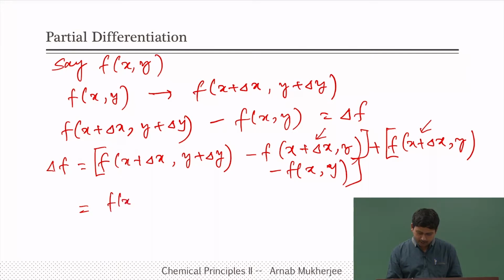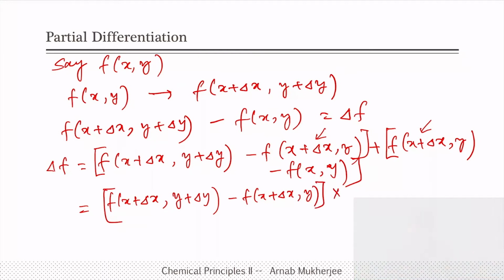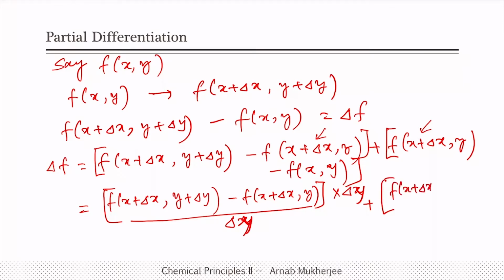So, f(x + Δx, y + Δy) minus f(x + Δx, y), this one we are going to multiply by Δy and divide by Δy. I am all going by first principle, okay. Second one, now first one we are going to do y, second we are going to do x: f(x + Δx, y) minus f(x, y) into Δx by Δx. So, you got 2 terms, okay.